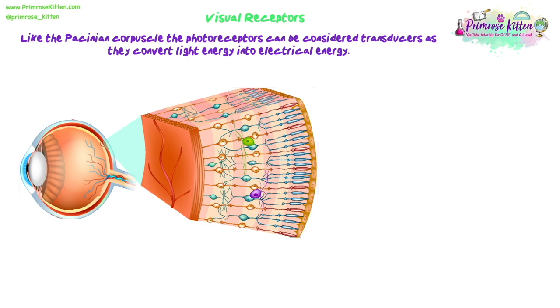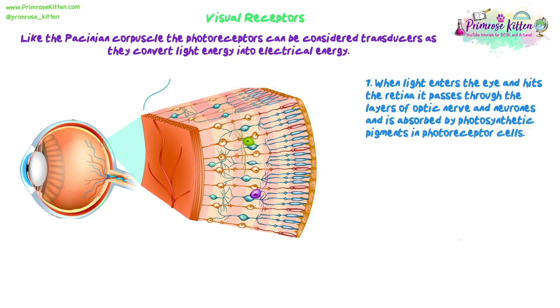The photoreceptors in your eye can be considered transducers because they are converting light energy into electrical energy. When light enters the eye, it passes through the pupil, through the lens, all the way through the eyeball and hits the back of the eye, which is the retina. It doesn't stop when it hits that first layer of the retina. It carries on through that layer until it hits the photoreceptors, which are at the back of the retina. I'll show you with an arrow in a second.